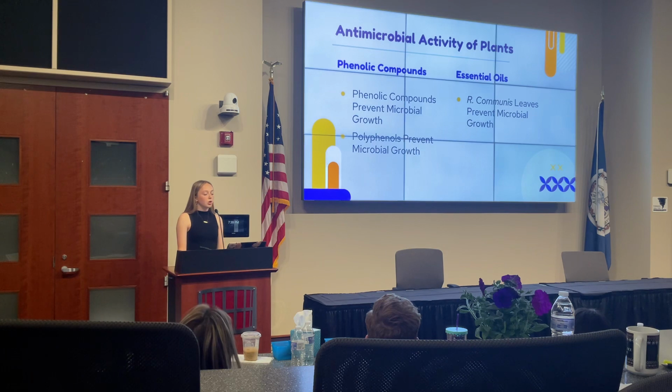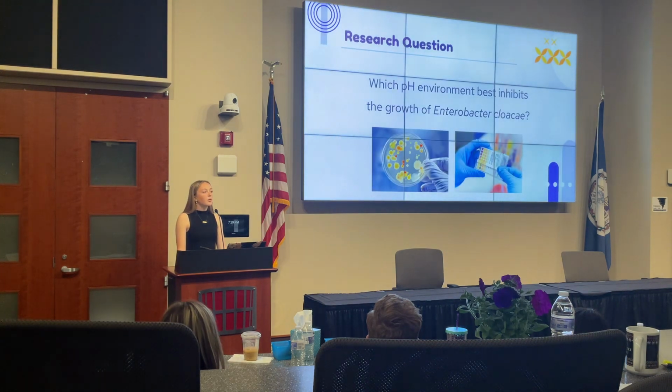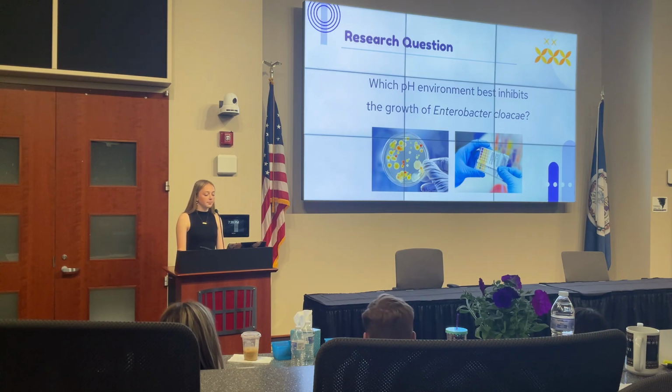These natural antimicrobials can also be found within essential oils from leaves such as the Arcominus plant, which has been shown to inhibit the growth of the Enterobacter species, which is a close relative to the Enterobacter species. While there is much known about pH and Enterobacter separately, my research aims to focus on how these two elements work together. While performing my experiment, my research question was which pH environment best inhibits the growth of Enterobacter cloacae.